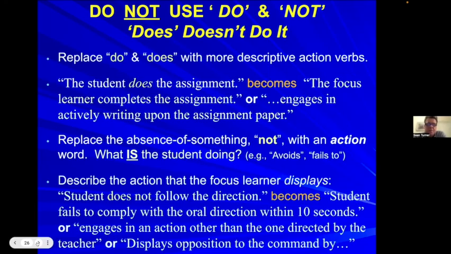Replace the absence of something, not, with a word. What is the student doing? Student does not follow directions becomes fails to comply with the oral direction within 10 seconds. Okay? So not following directions is very good. It's in the right direction. But we want to be more specific. So failing to comply with an oral direction within seconds, engages in action other than the one directed by the teacher, or displays opposition to the command.